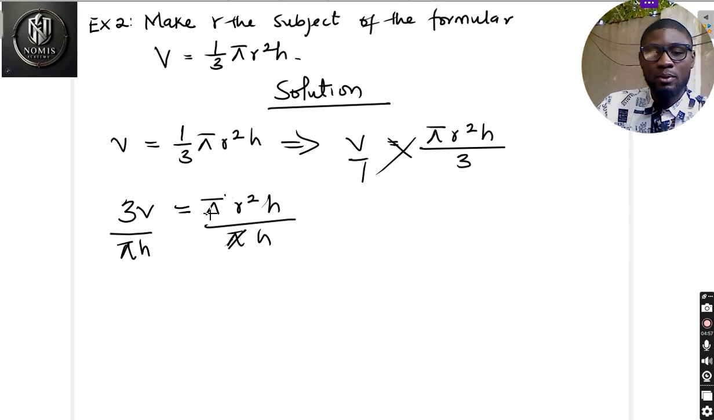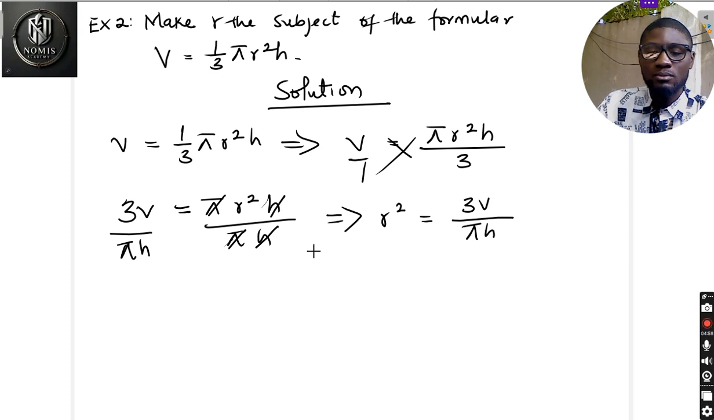So pi cancels pi, and H cancels H. Here I am left with R squared equals 3V all over pi H. Since I have R squared, the opposite of squared is square root, just like the previous one we did. So I will square root both sides.